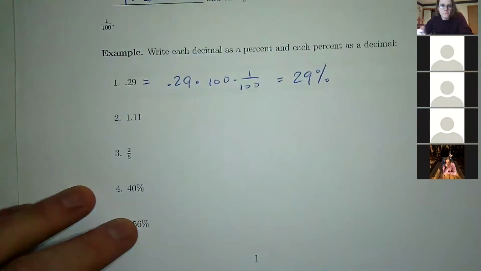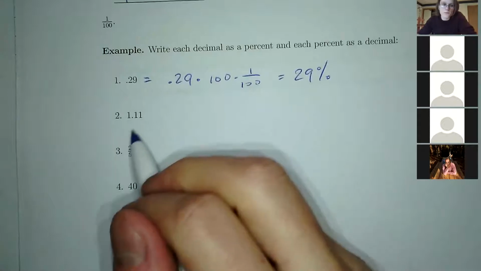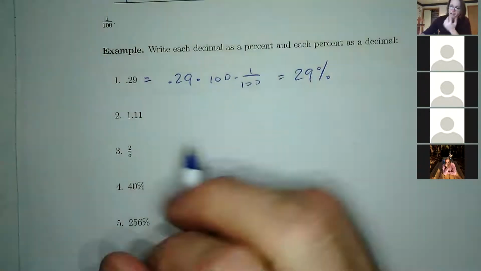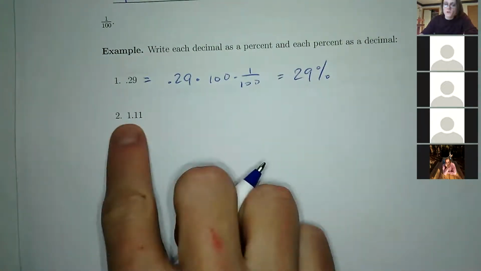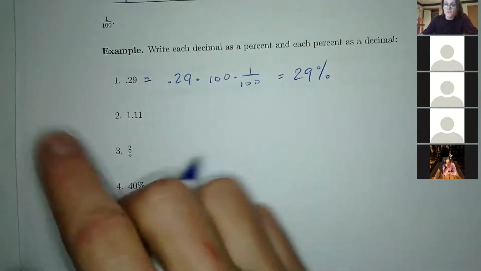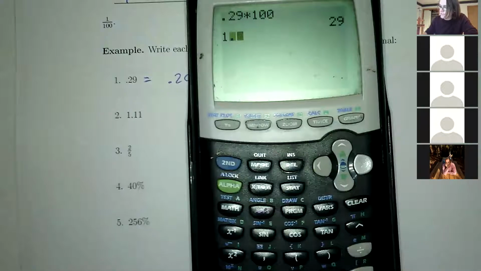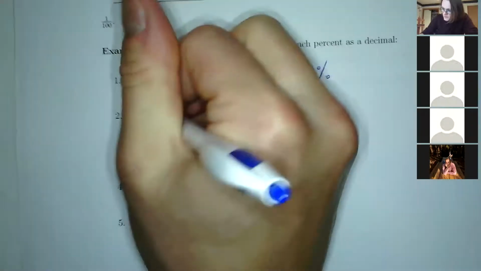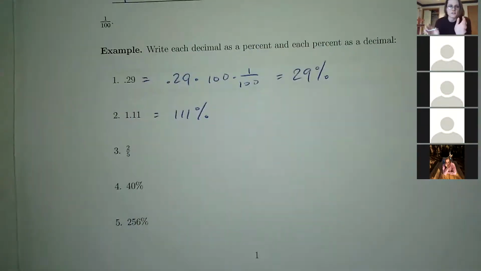Now it could get a little trickier with things like 1.1, but it's the same thing. You do exactly the same thing. I can just multiply it by 100 and divide it by 100. When I multiply 1.11 by 100, I get 111, and again, you can check 1.11 times 100, 111%. So we're not changing anything. We're just rewriting it in a different way.